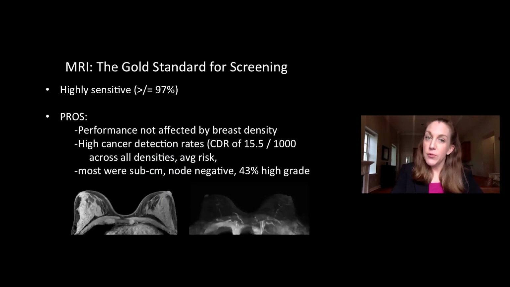On to MRI. This represents the gold standard for screening, and that is because it has extremely high sensitivity and thus very high cancer detection rates compared to all other breast imaging modalities. Likewise, its performance is not affected by breast density. On the left, you can see that this woman has extremely dense breasts. The white is her dense breast tissue sitting in the gray fat. This is with contrast, and the tissue is subtracted. So all you see is enhancement, and you can see why it would be very easy to identify an enhancing cancer.